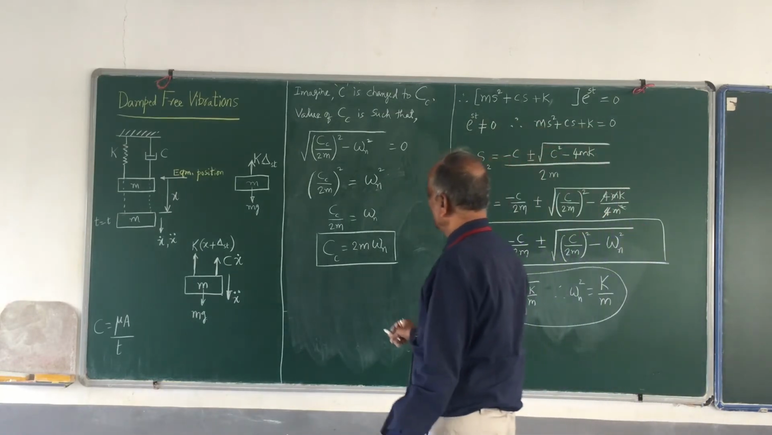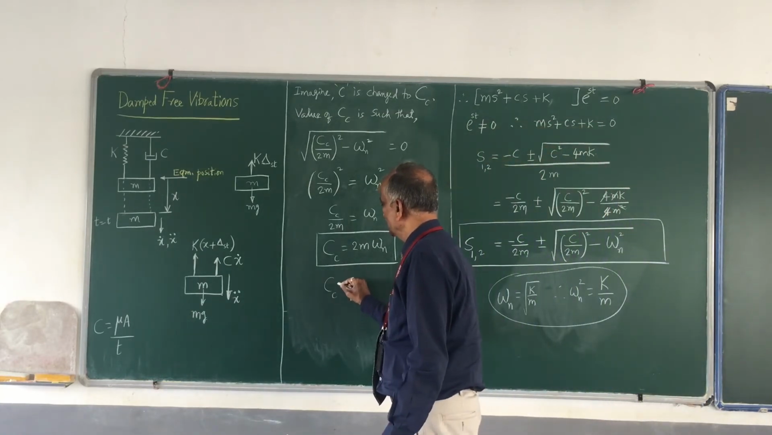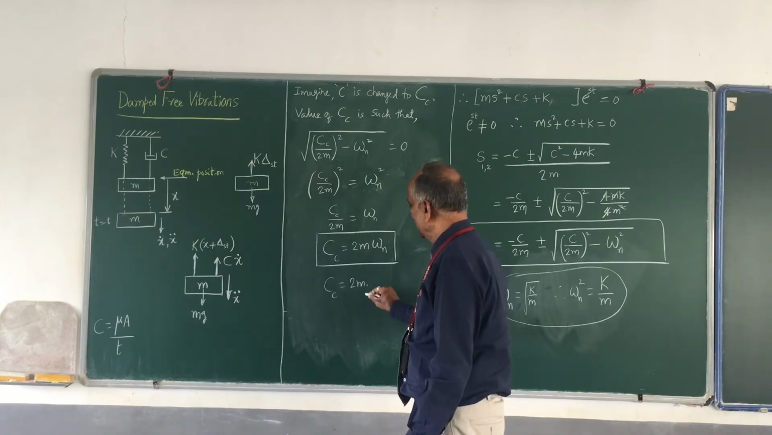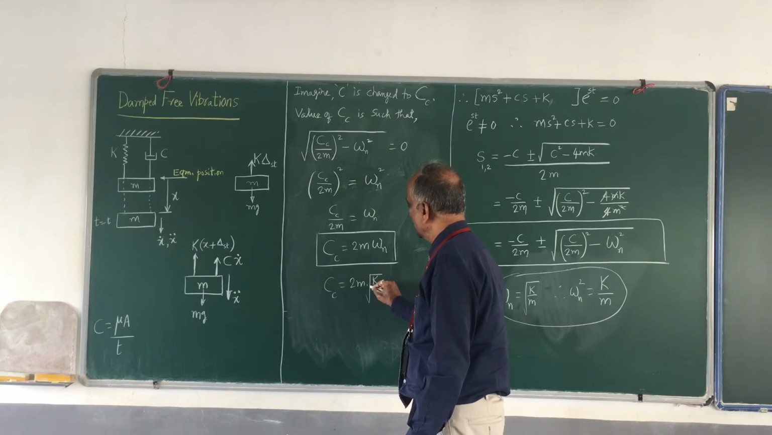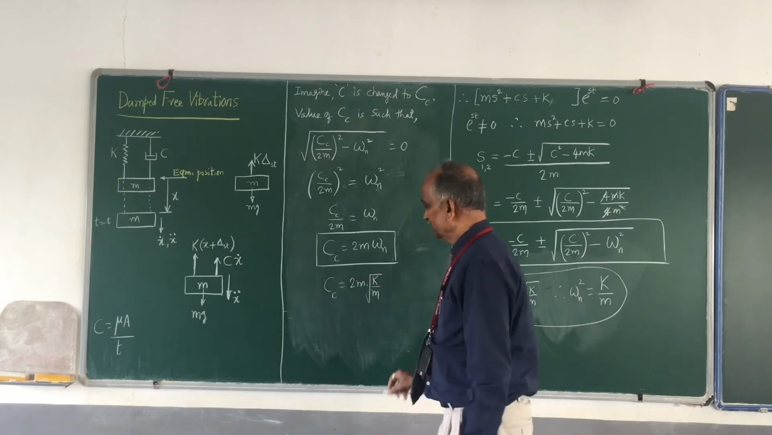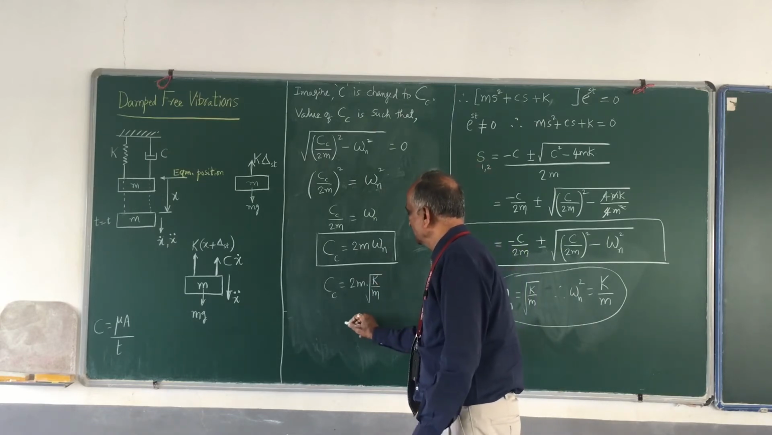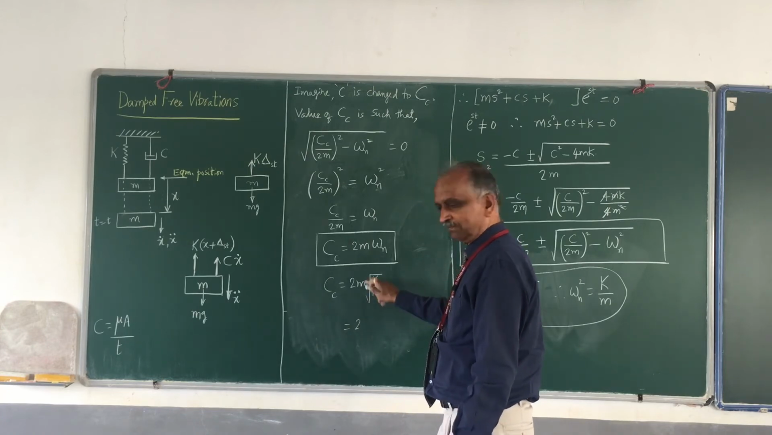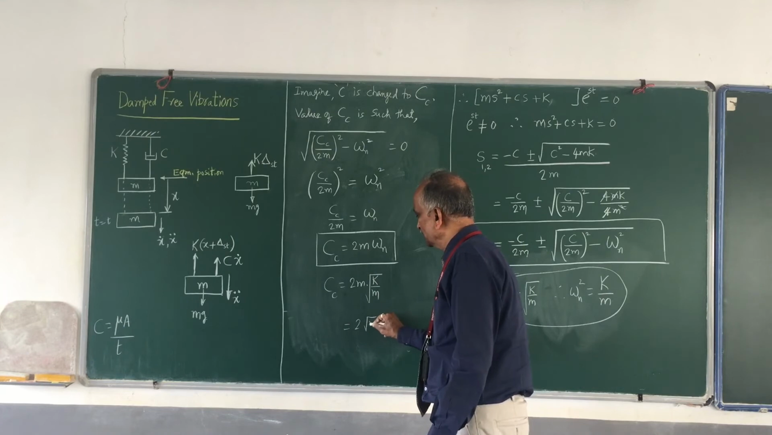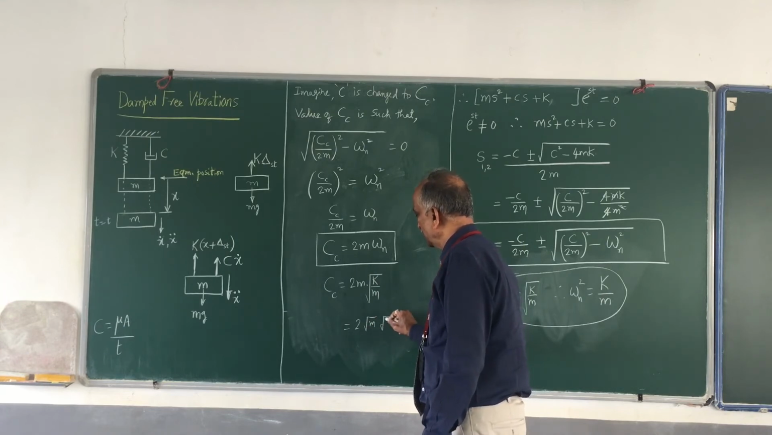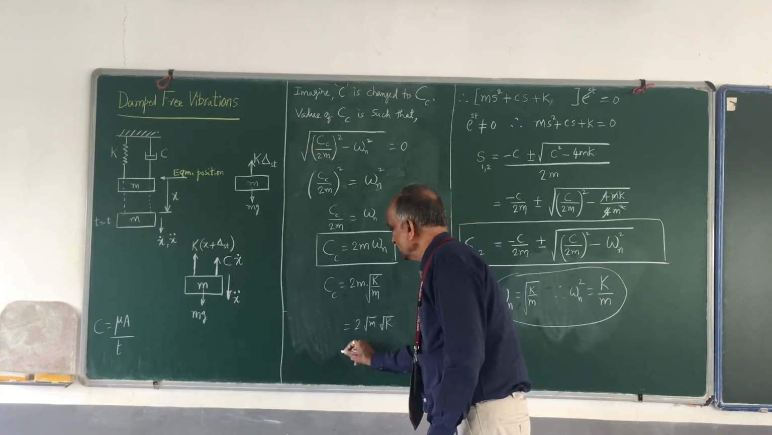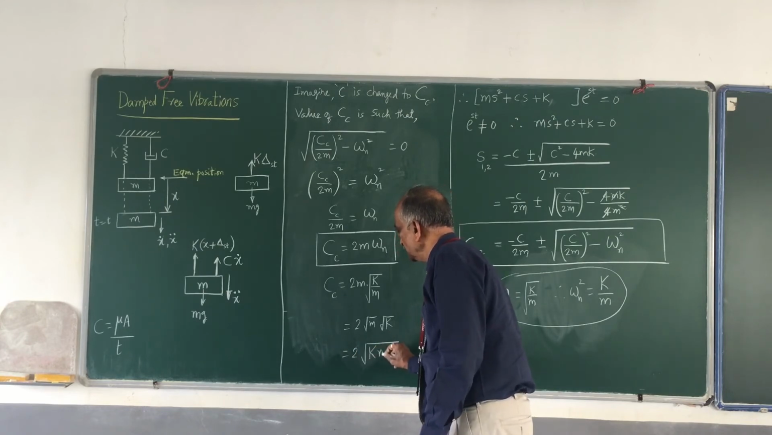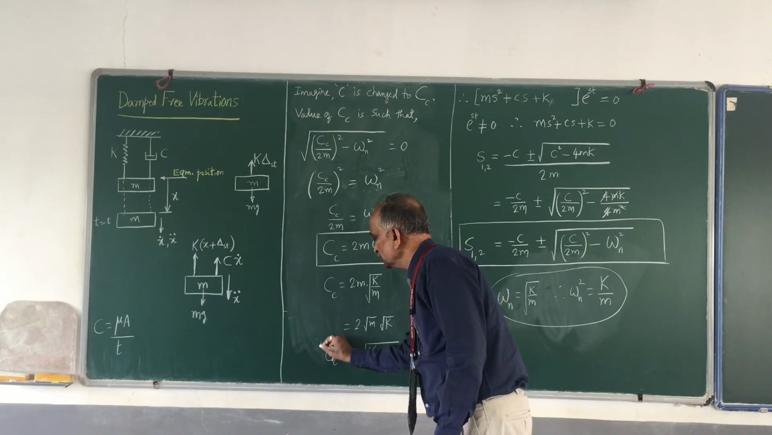Maybe I can further simplify. Cc is also equal to 2m, and what is omega n? Omega n is root of k upon m. This can also be written as 2, this m and root m cancel, and I have root m into root k. This can also be written as 2 root k into m.